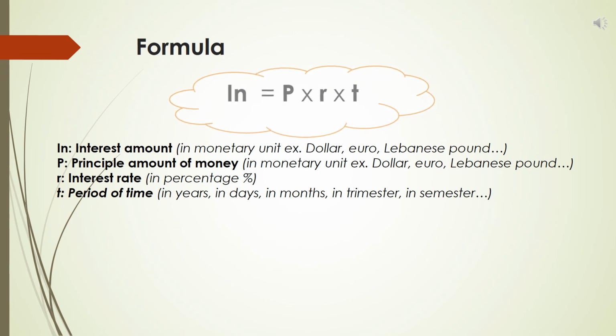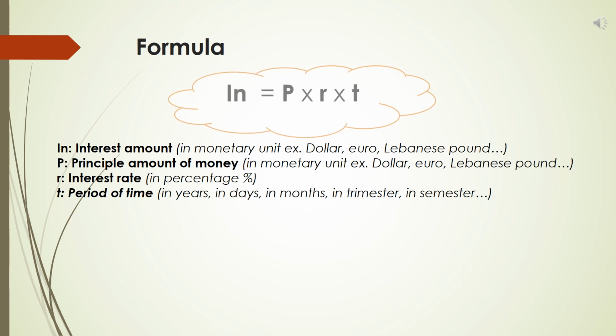So how do we calculate the interest? Let's look at this formula. IN is the interest amount that I'm searching for. It depends on three components, and I should know the three components in order to calculate the IN. P is the principal amount of money. That means, for example, if I borrowed $1,000 from someone, $1,000 is the principal amount of money.